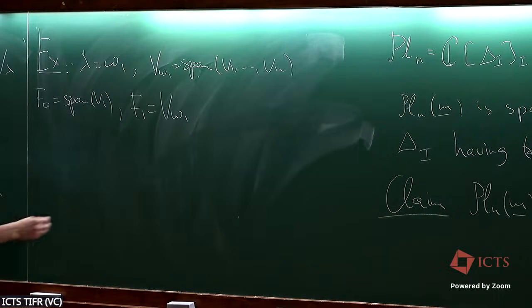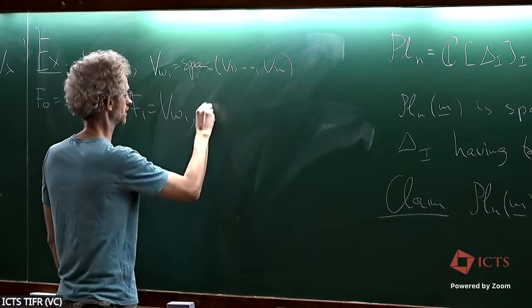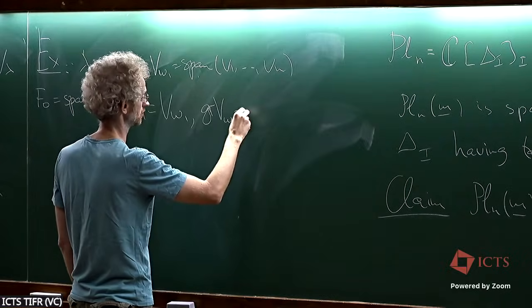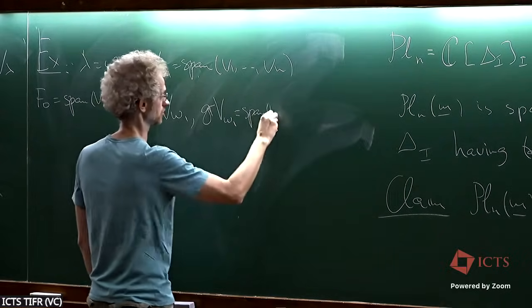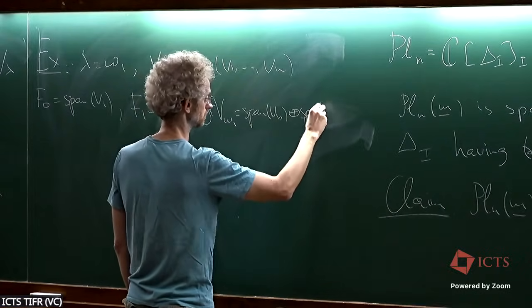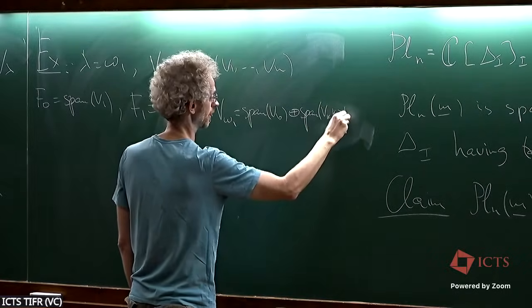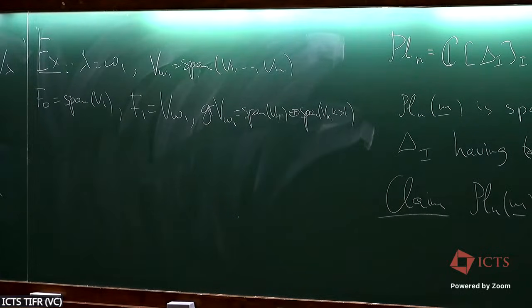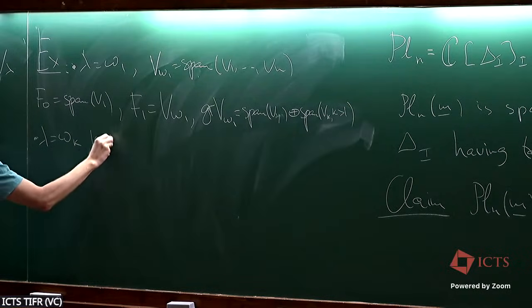So here, this graded V_omega1 is just the span of v_1 plus the span of v_k, k greater than 1. So the situation is very simple here. Let us do a bit more complicated example for other fundamental weights, k greater than 1. So let's see how it works here.